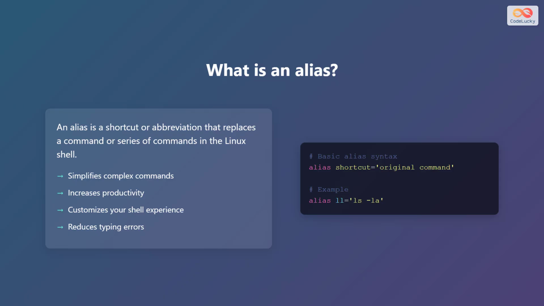Here's the basic syntax: alias shortcut=original command. For example, alias ll='ls -la'. Now, instead of typing ls -la, you can simply type ll.